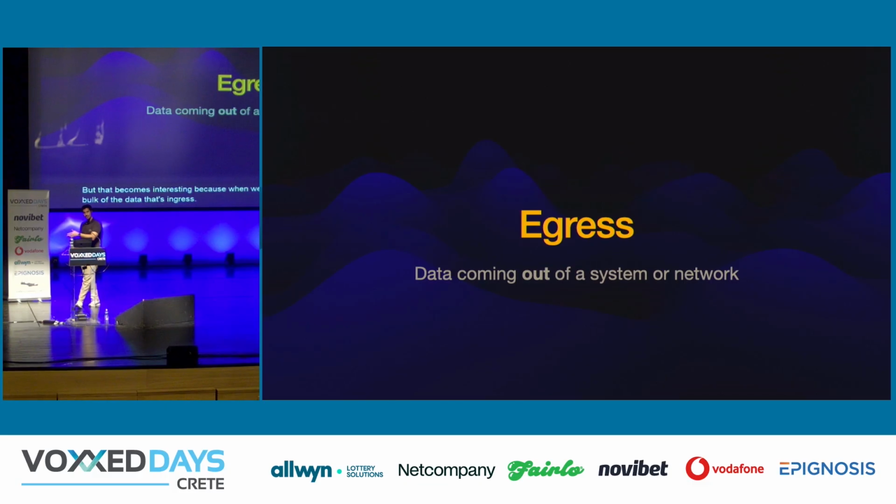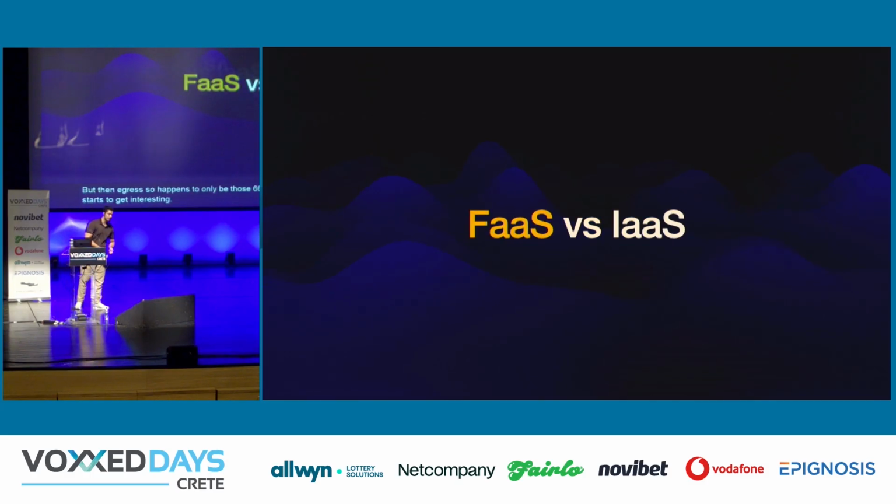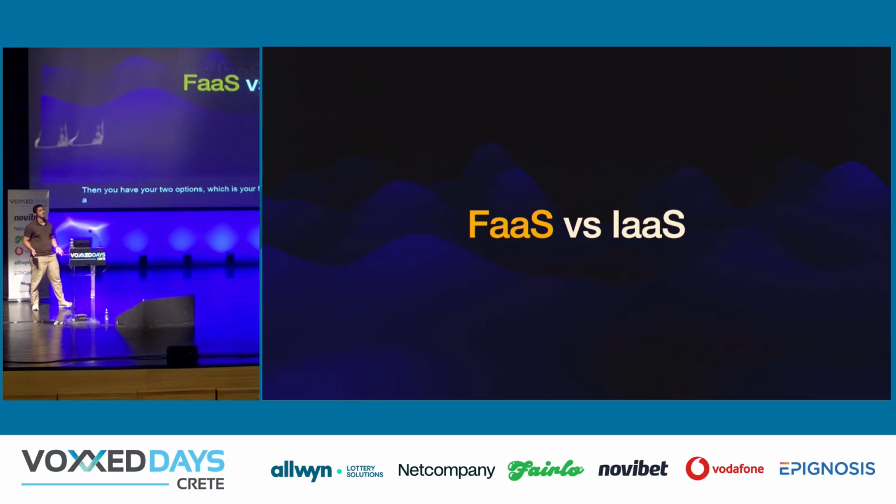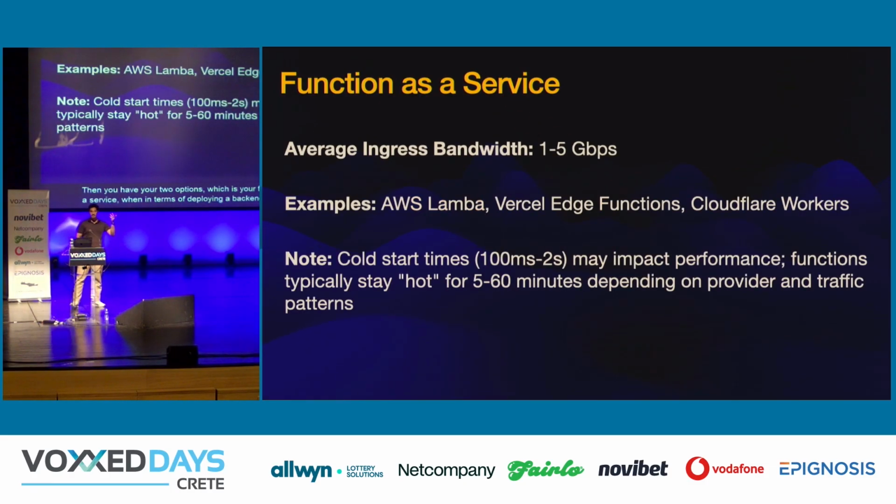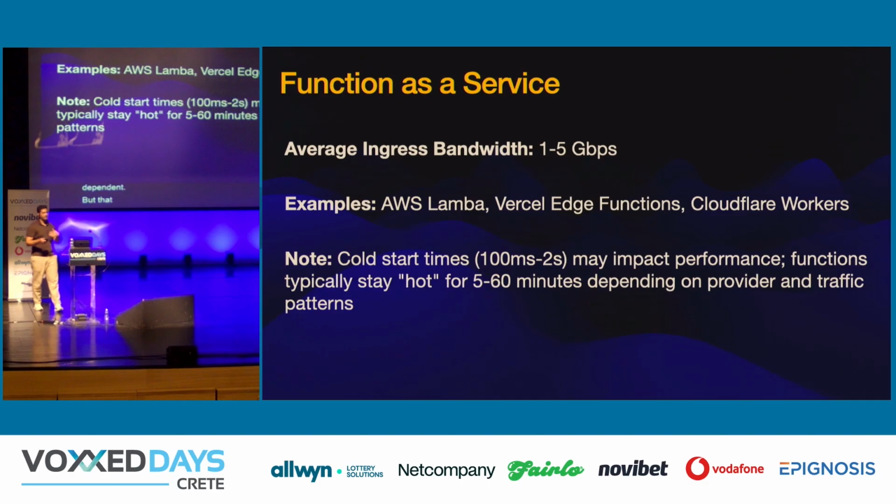But then egress so happens to only be those 666 bytes. From a cost perspective, it starts to get interesting. Then you have your 2 options, which is your function as a service or infrastructure as a service in terms of deploying a backend-for-frontend or a proxy. Your function as a service tends to have an average lower ingress bandwidth. It's very hard to calculate ingress bandwidth. It's very cloud provider dependent. But that's your AWS Lambdas, your Vercel Edge functions, and your Cloudflare workers.